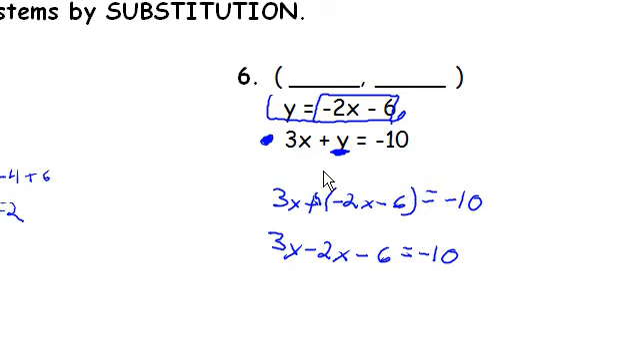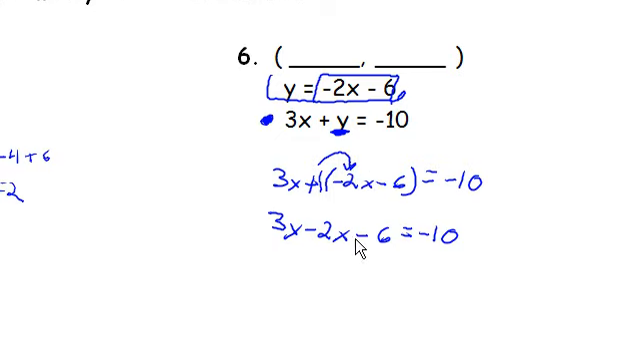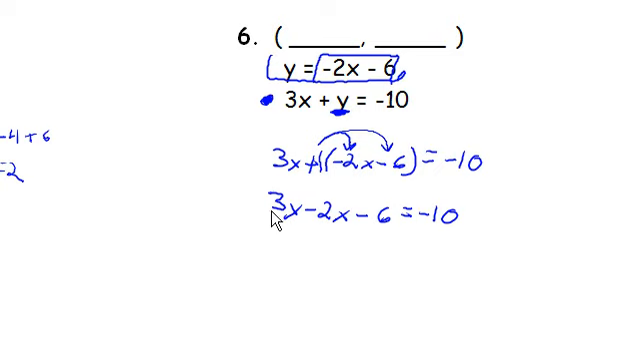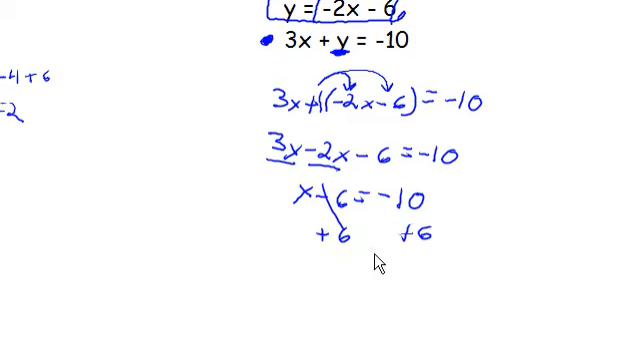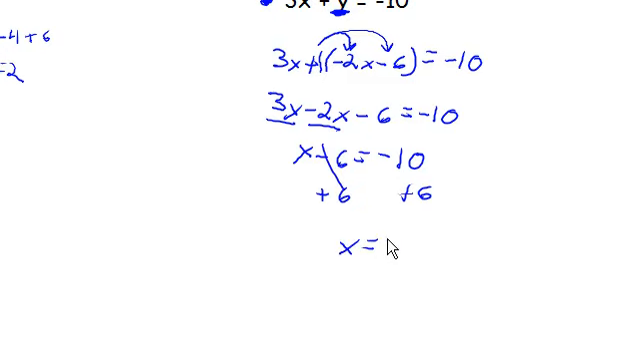Think of there as just being a positive 1 outside of here. So that positive 1 distributes to the negative 2x to give us negative 2x, and then the positive 1 distributes to the negative 6 to give us negative 6. All right, let's simplify. 3x minus 2x is positive x, so you can just write x, minus 6 equals negative 10. Now this is just a one-step equation. We will add 6 to both sides. By adding 6, those cancel, giving us x equals negative 4.